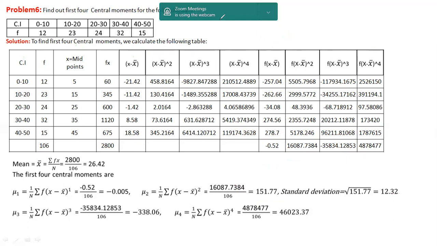So this is all about the moments: central moments, raw moments, moments about the origin. Using these moments, we will get the skewness and kurtosis, which we'll see next.